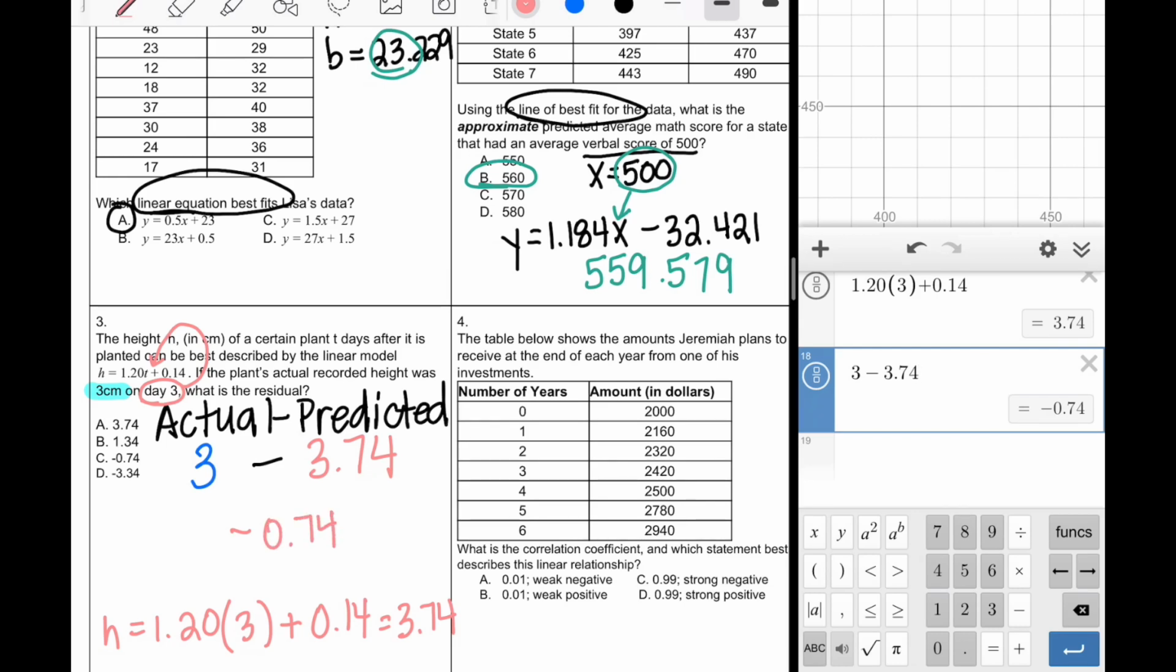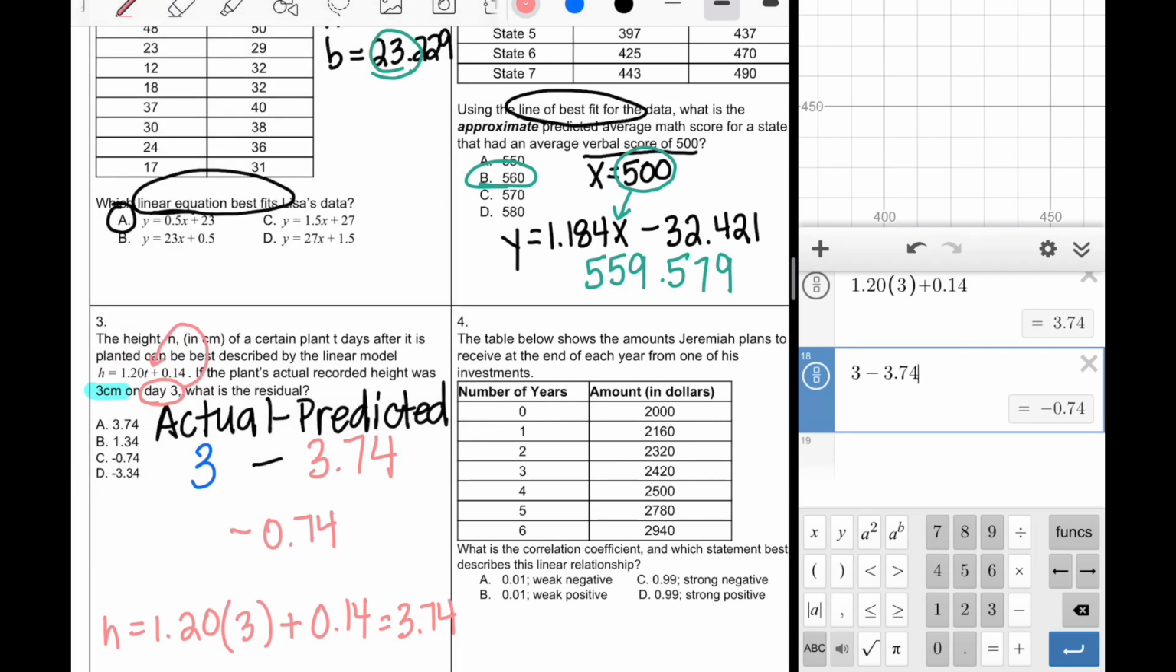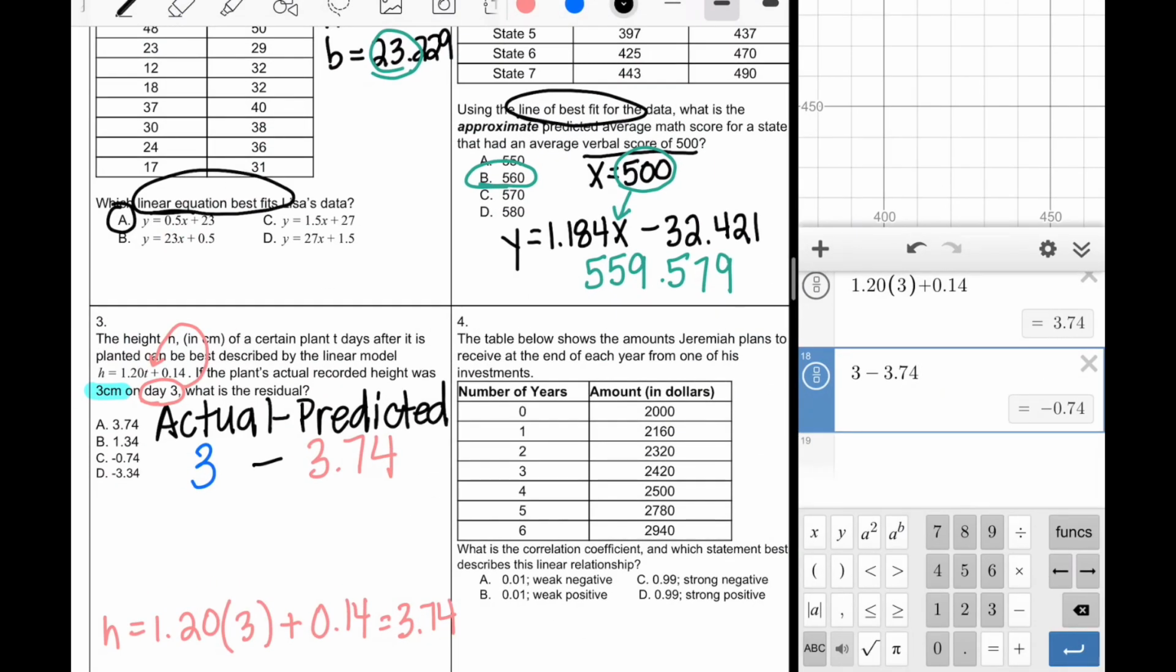So why is it negative? In the video that you talked about with the residual, you talked about the fact that negatives happen because they are below the line. They're positive if the distance is above the line of best fit. They're negative if they're below the line of best fit. So this actual amount is below what they predicted. So my answer for this one is C.